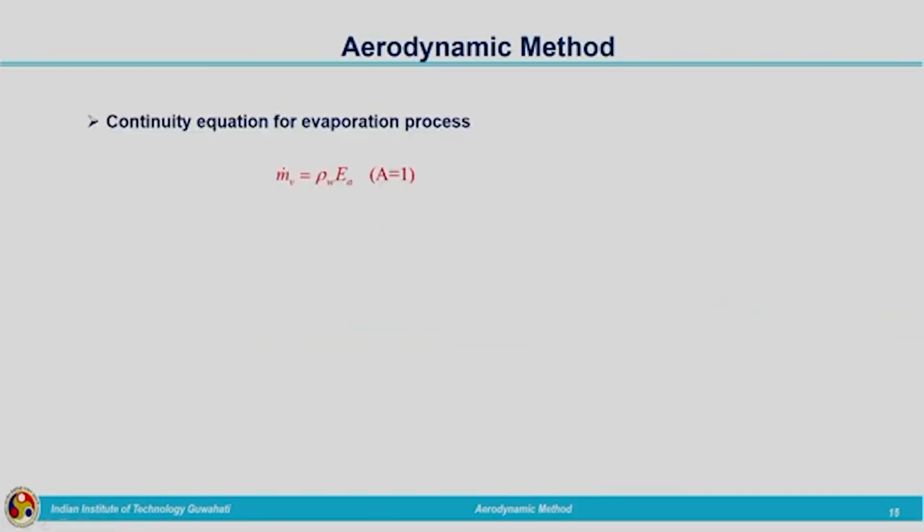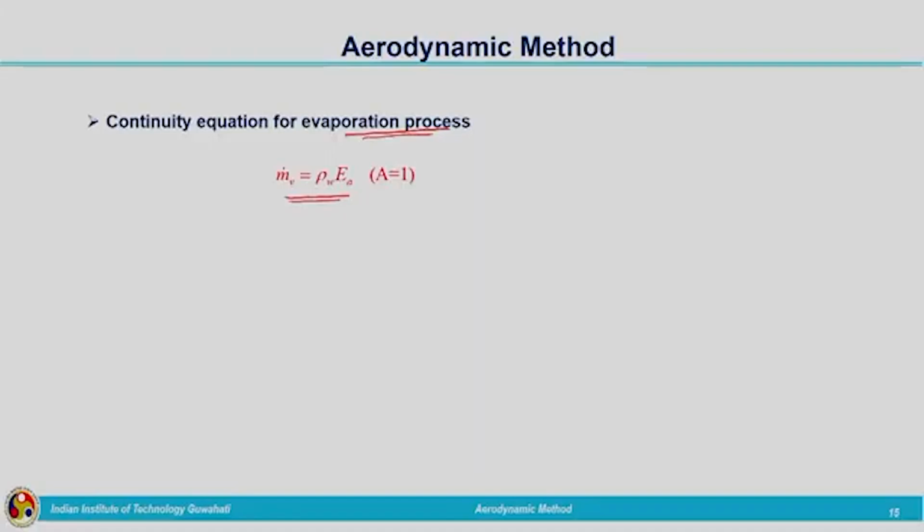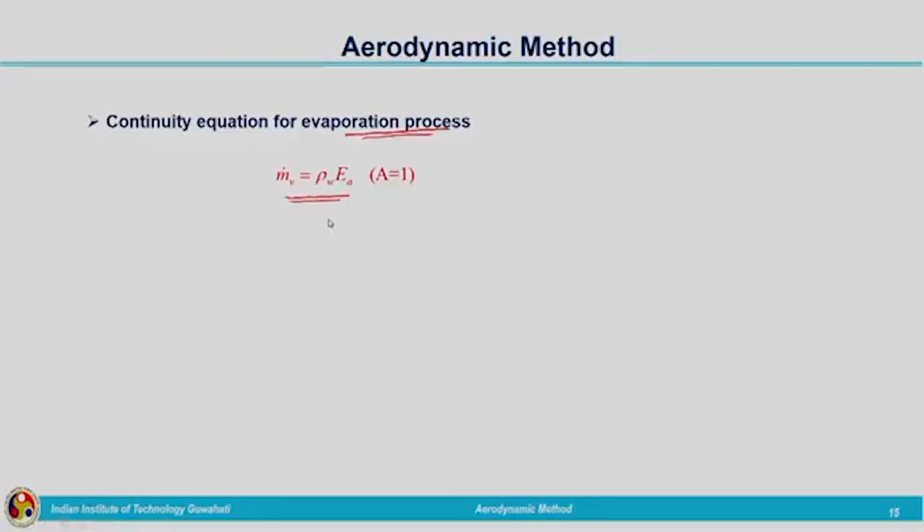Now, we know the continuity equation for the evaporation process. Mass balance equation we have seen in the previous class. It is given by mv dot is equal to rho w EA multiplied by the area from which the evaporation is taking place. That area we are considering unity, A is equal to 1. So, mv dot is given by rho w EA. Why do we want to make use of this continuity equation here? Because our aim is to find out the evaporation rate that is contained in the mass conservation equation. So, mv dot is given by rho w EA, and that we will be substituting here.